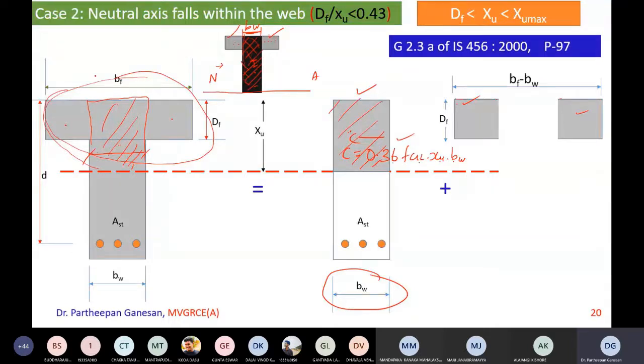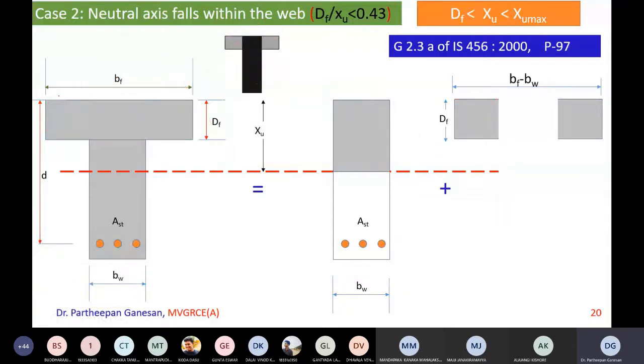The total is bf. Now I will erase all this. This total is bf here, and in that I have removed this rectangular part. This bw I removed, so what will be left? I will be left with bf minus bw because this bw I removed. So the total width will be bf minus bw only, and the thickness will be df, right? I hope this is clear to everyone and there is no confusion.